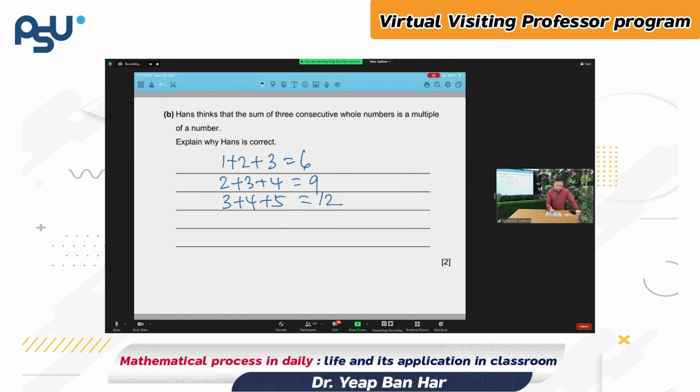In secondary school, they learn algebra, so they may even be able to generalize it. If I have a number m, the number before it is 1 less than m, and the number after it is one more than m. If I have 3 consecutive numbers, I add them up, and if I simplify this, I get 3m. 3m, where m is a whole number, that's a multiple of 3. So that's how Secondary 2 students might do it.